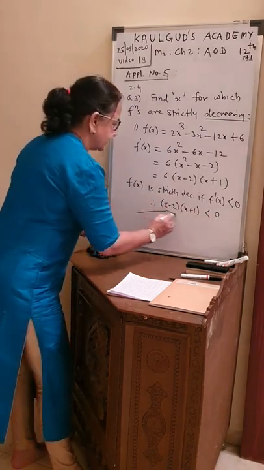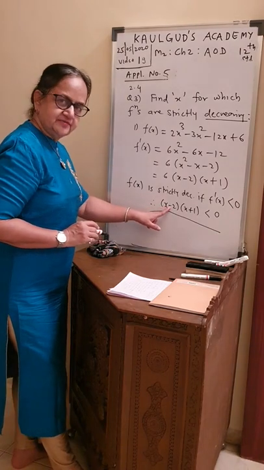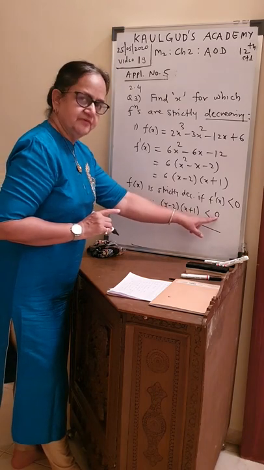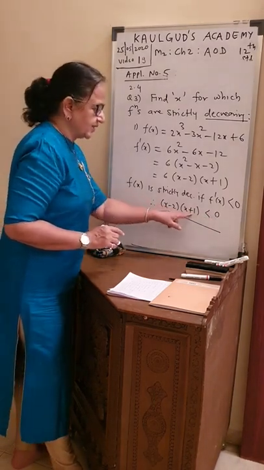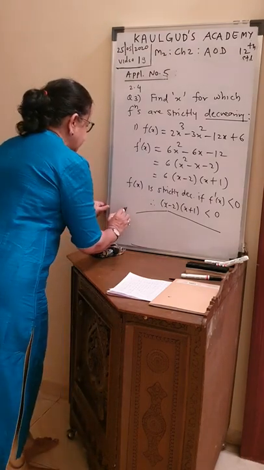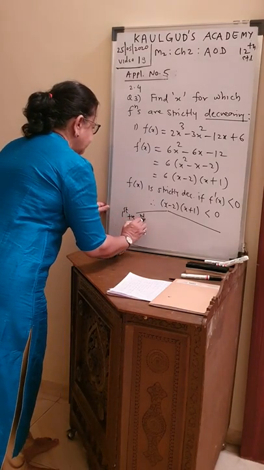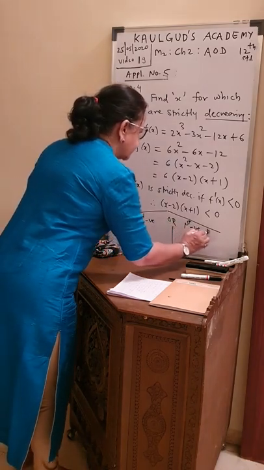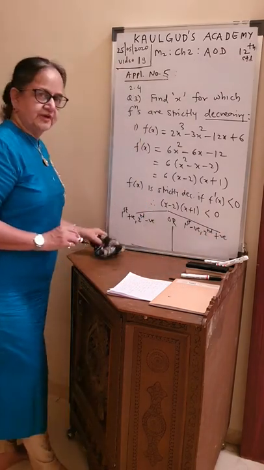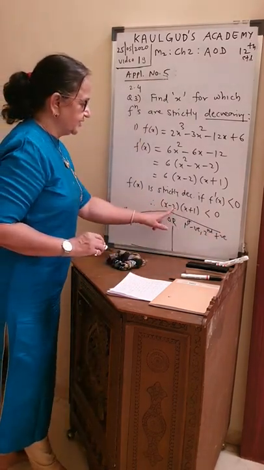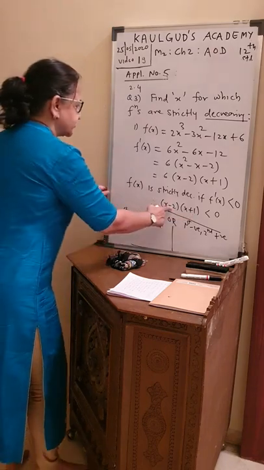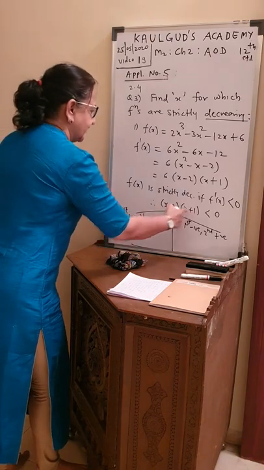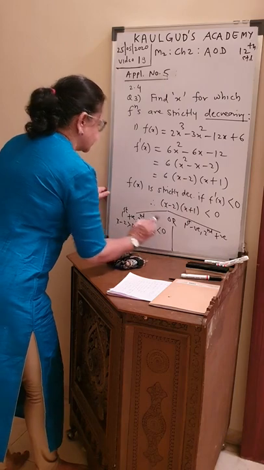Again I have two cases. Do you understand that? First positive and second is negative. Positive into negative, product will be negative. Or first negative, second positive. So I will say first positive, second negative, or first negative, second positive. Do you agree with me? Positive into negative or negative into positive. Now, first is positive. So, x minus 2 greater than 0 and second should be negative. X plus 1 should be less than 0.